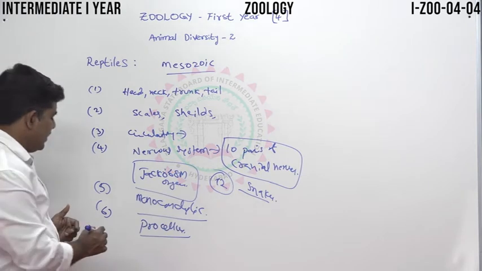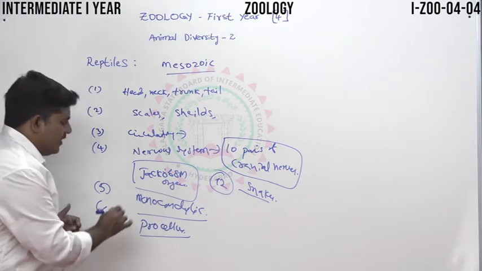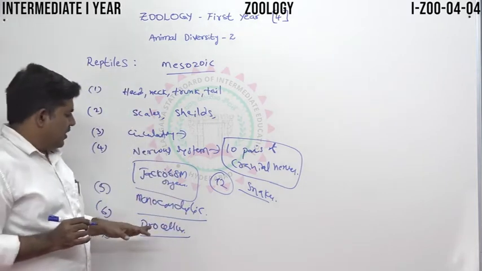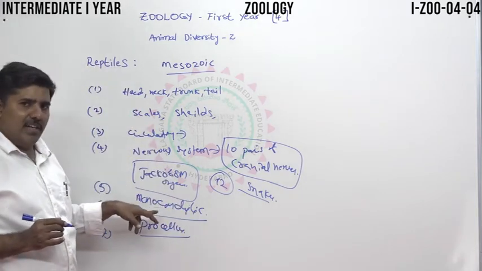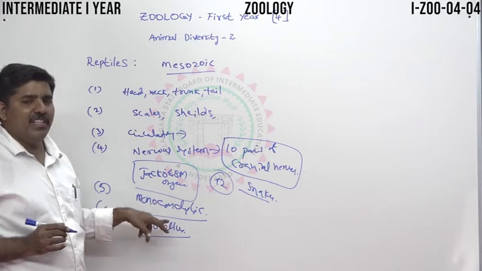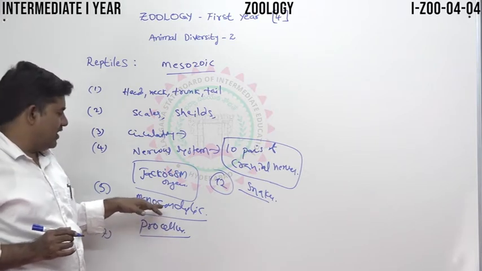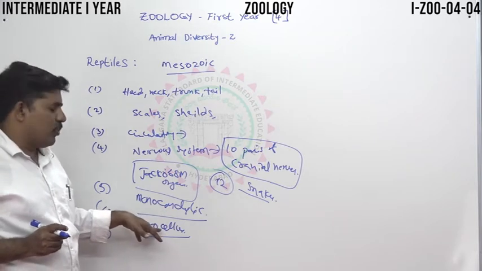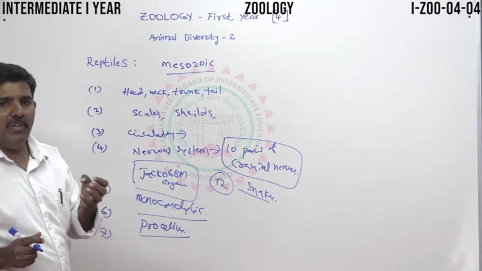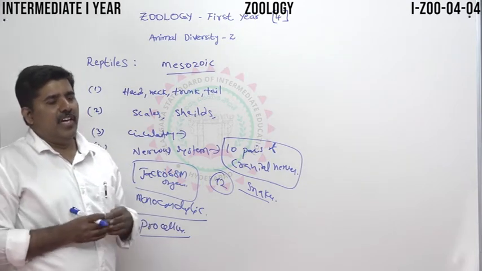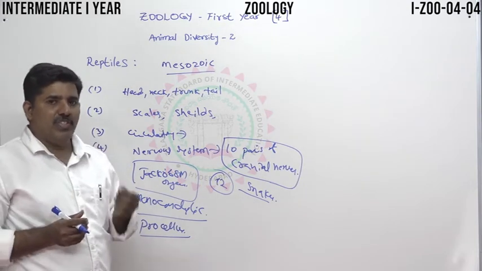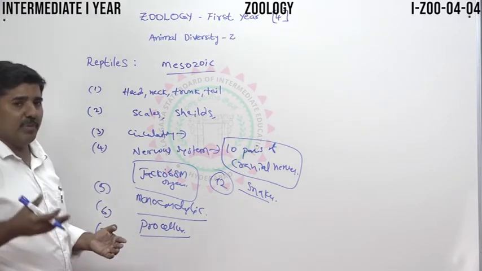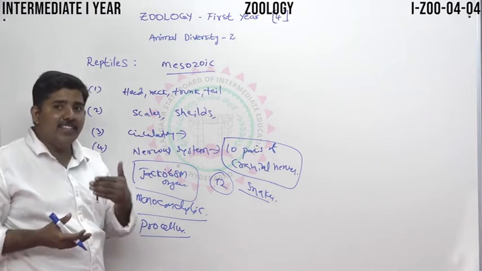And another important area is... We discussed these two things, which are located in the skeletal system. In the skeletal system, you can see the monocondylic skull, and procoelous is the particular vertebrae type. Then we can discuss the reproductive system, but before that, we will discuss the excretory system.